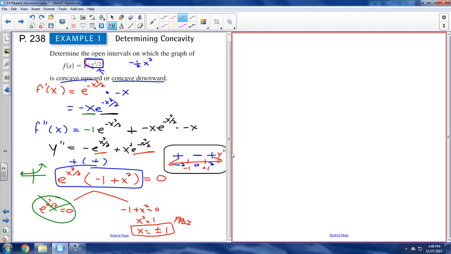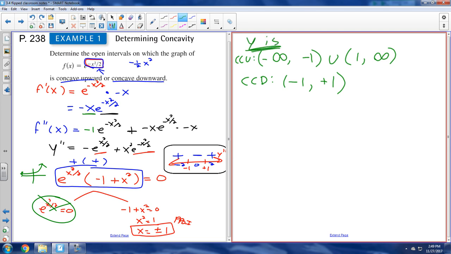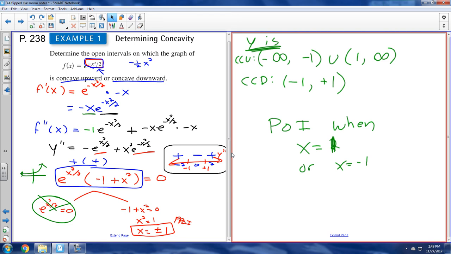Well, first I'm saying that the second derivative is positive from negative infinity to negative 1, so it is concave up from that. And then when is it concave up again? Well, it's from 1 to infinity. So it's almost just like talking about increasing and decreasing, just we're analyzing the second derivative. And now it's concave down from negative 1 to positive 1. And this is y, okay? Not y prime or y double prime. This is what's happening. Y is concave up and concave down from those to those. And that means if it goes from concave up to concave down, there's a point of inflection when x equals 1 or x equals negative 1. So we found our points of inflection as well.